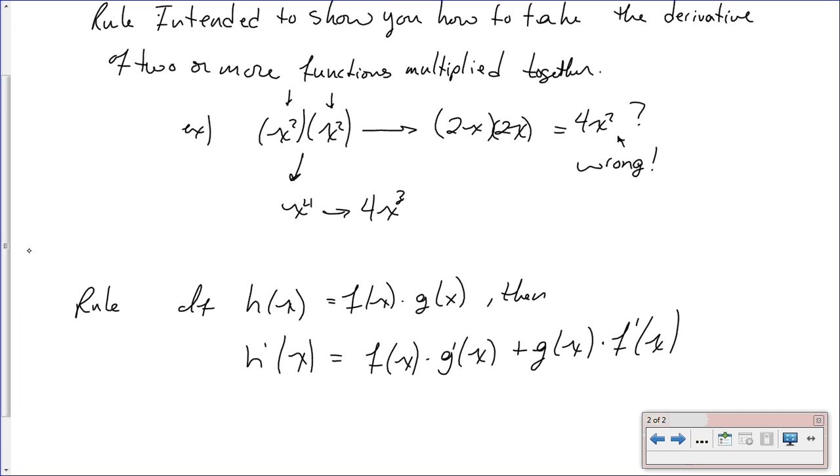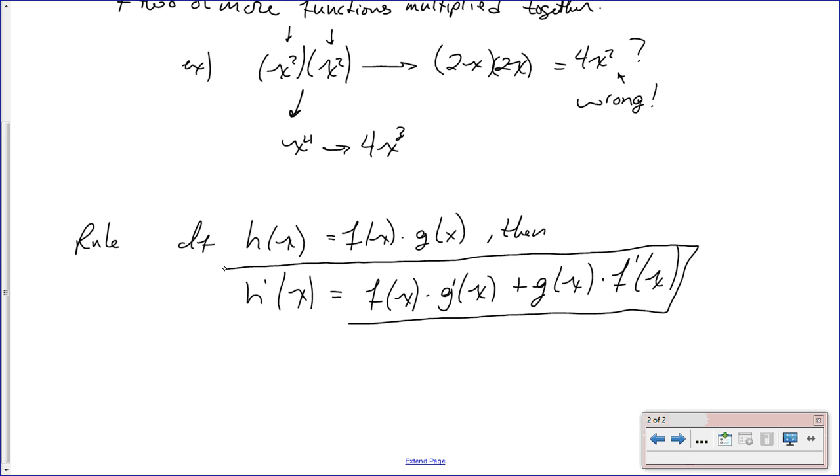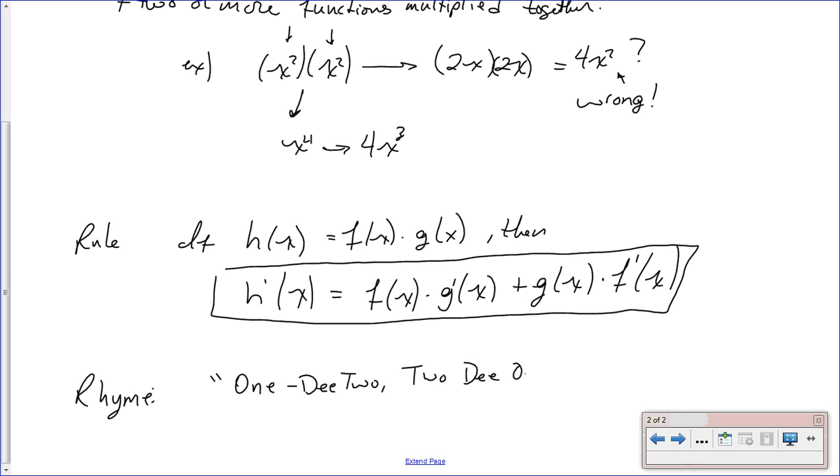That gives you your product rule. h prime of x is the first one times the derivative of the second plus the second times the derivative of the first. It's a little kind of stupid rhyme if you like things like this. You can think of it as 1d2, 2d1. 1d2, 2d1, add them up, and then you're done.